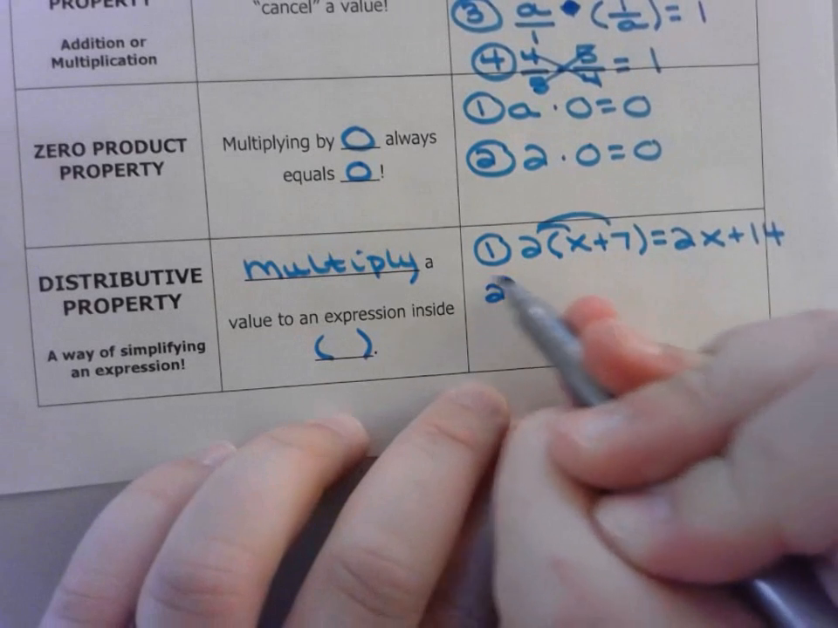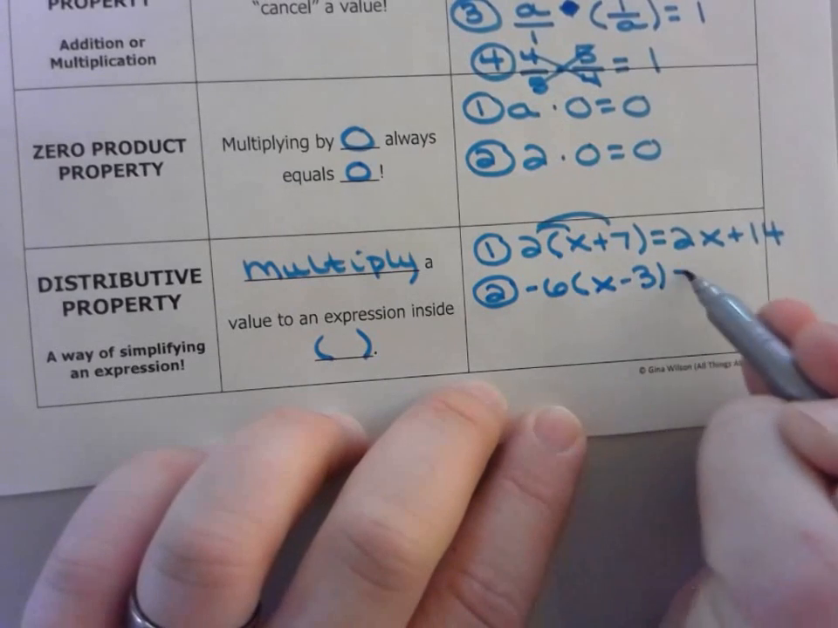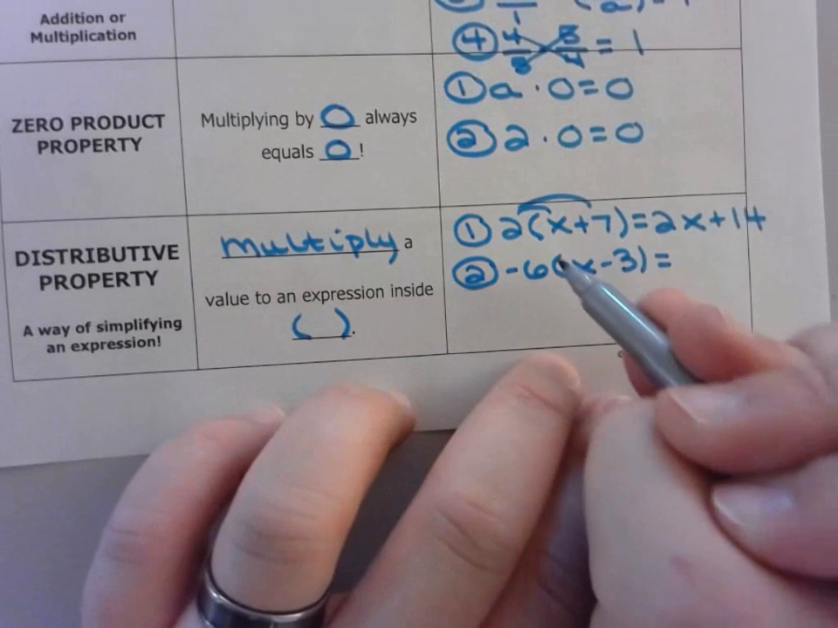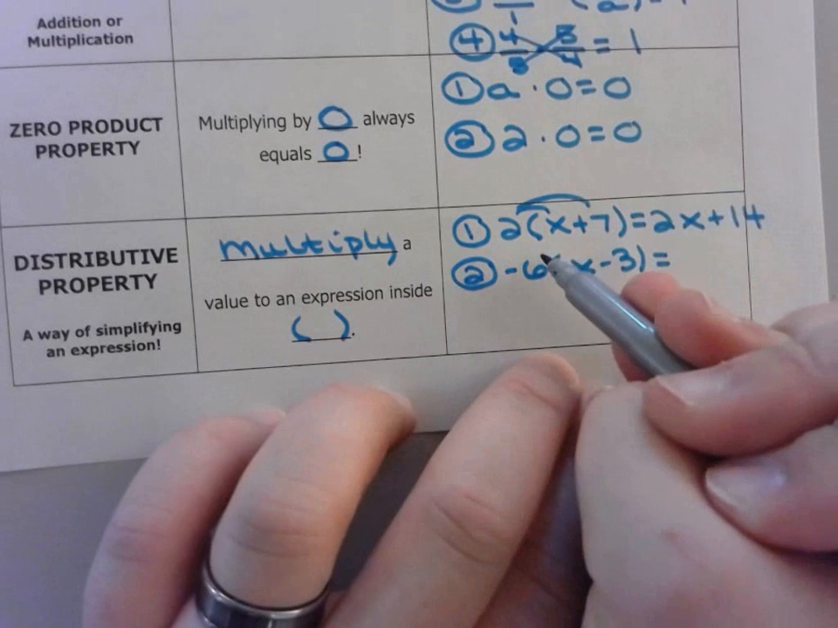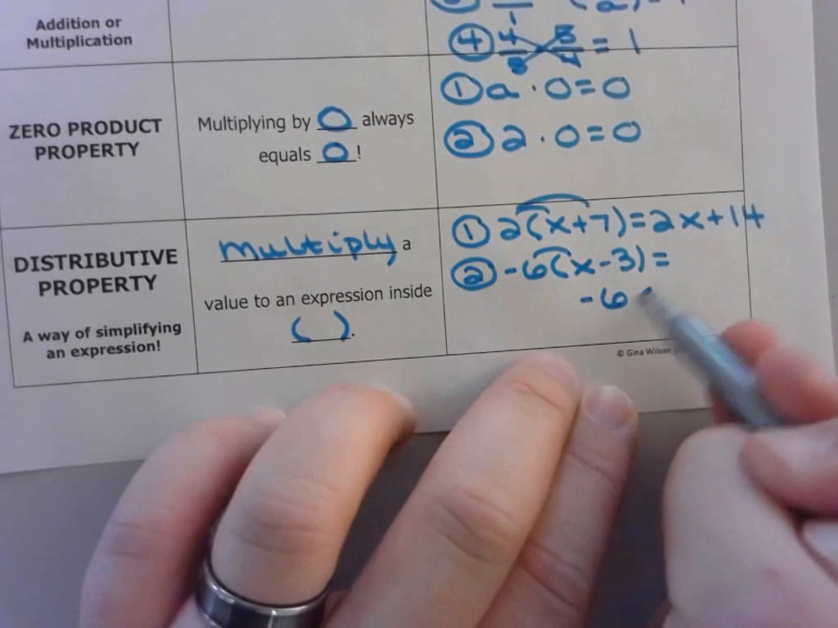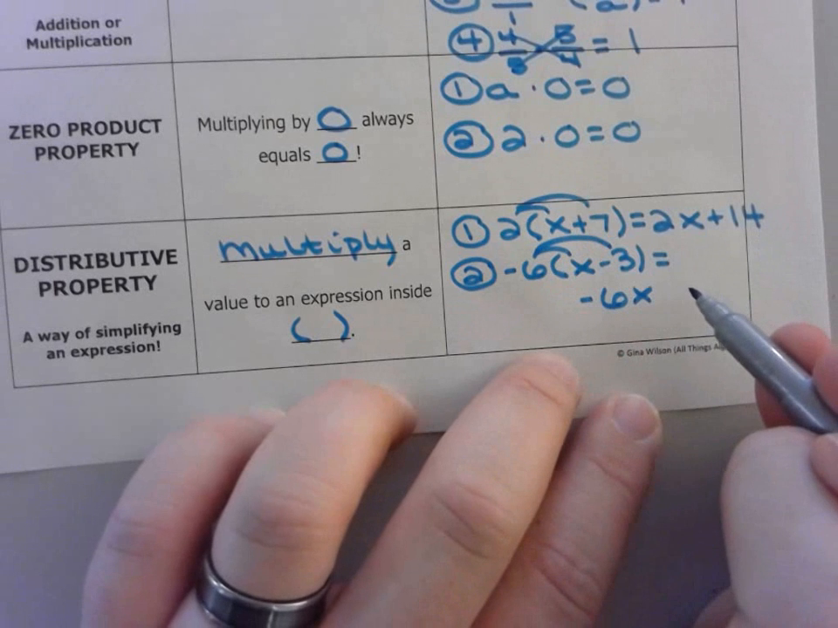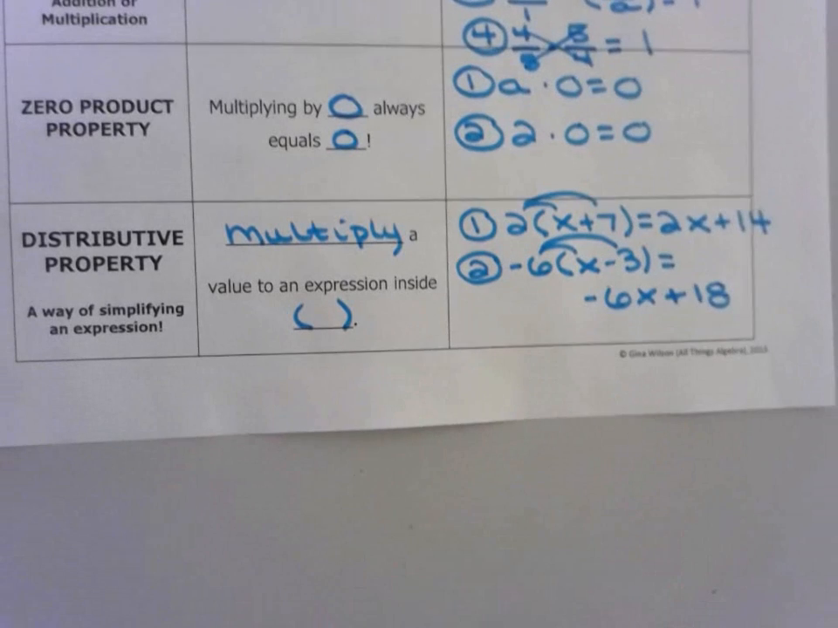Or if I look at another example, negative 6 times x minus 3. I have a number times something in parentheses, so I distribute. So what will negative 6 times x minus 3 be? Negative 6x. Okay. And then negative 6 times negative 3? It'll be a positive 18. Okay. So you probably know how to use the distributive property, but just remember, we are multiplying what's on the outside by everything on the inside.